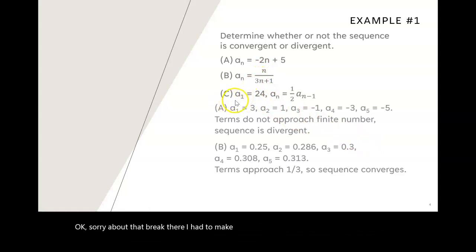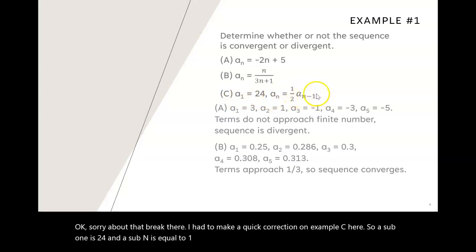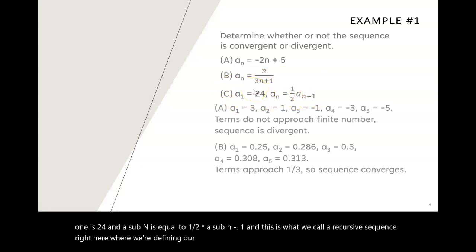Okay, sorry about that break there. I had to make a quick correction on example C here. So a sub 1 is 24, and a sub n is equal to 1/2 times a sub n minus 1. And this is what we call a recursive sequence right here, where we're defining our next terms in terms of our previous terms.